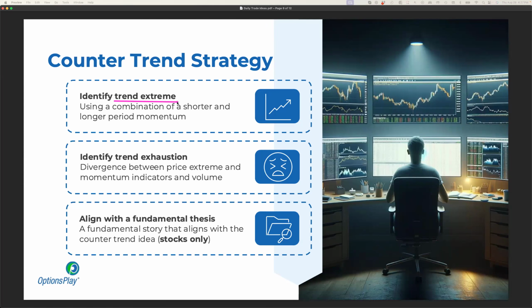So to identify a trend extreme, we usually look at both shorter and longer period momentum. So we'll usually look at something like a daily and a weekly chart. And what you want to see is a stock near overbought or oversold conditions, not just on a daily chart or not just on a weekly chart, but combined on a daily and weekly chart. Those give you far better trading signals. Many times just finding an extreme level in itself is not enough. You need to find trend exhaustion.